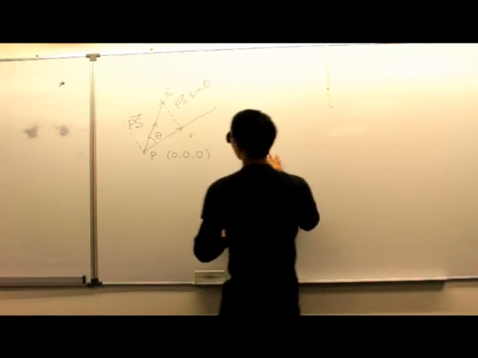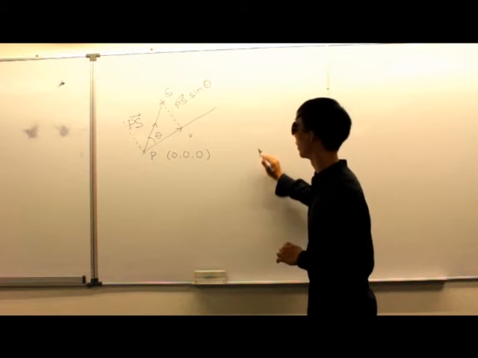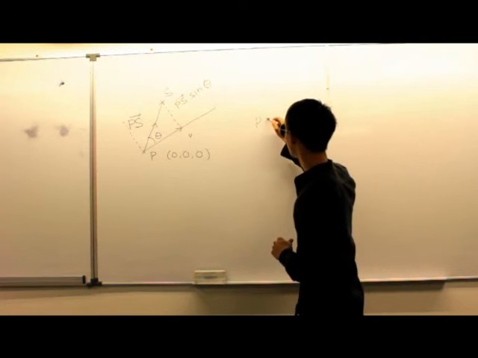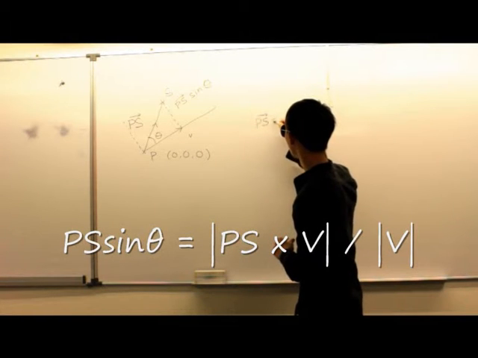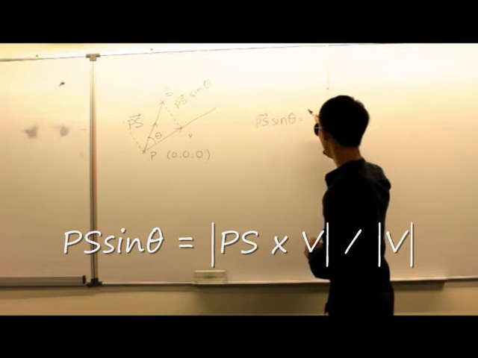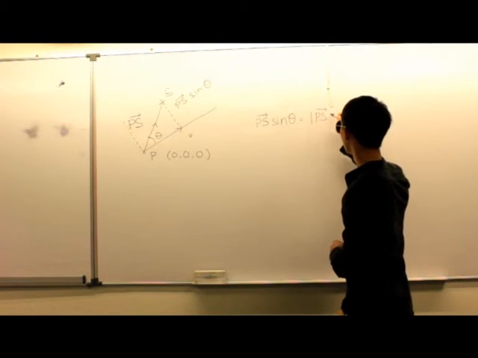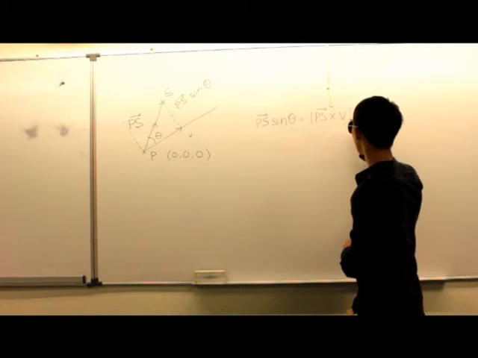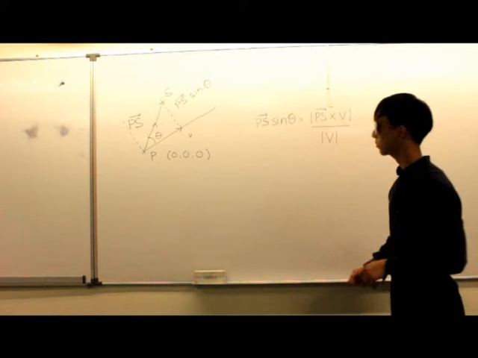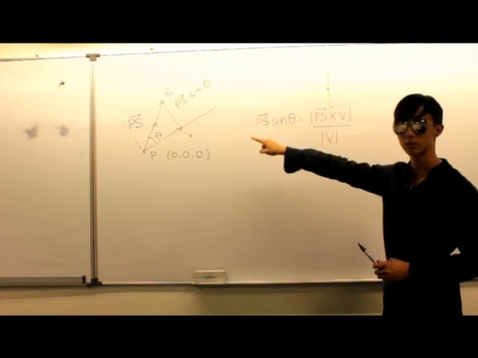From the previous unit, we know that PS sine theta we can derive from the cross product and derive a new formula, and that is how you find the distance from S to the line V.